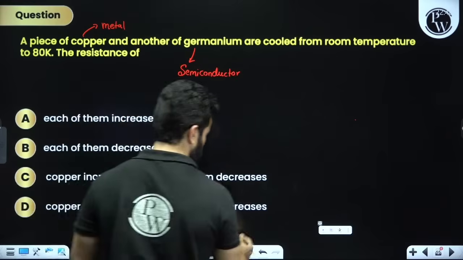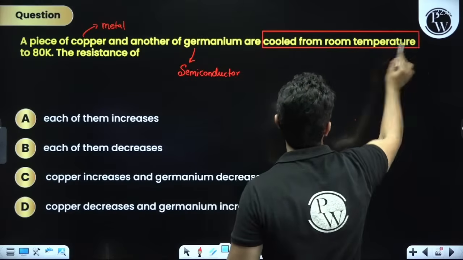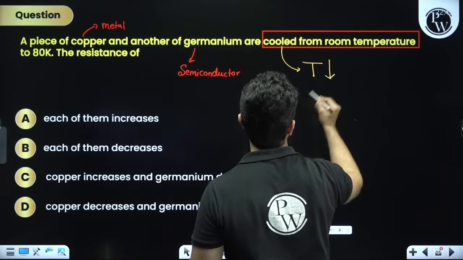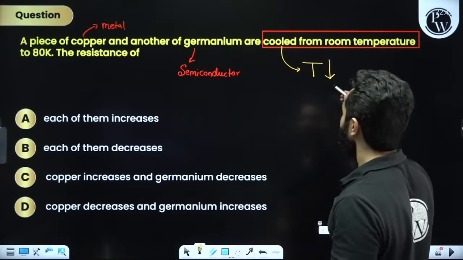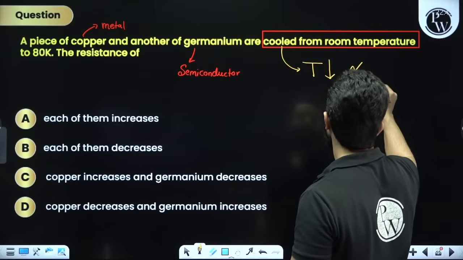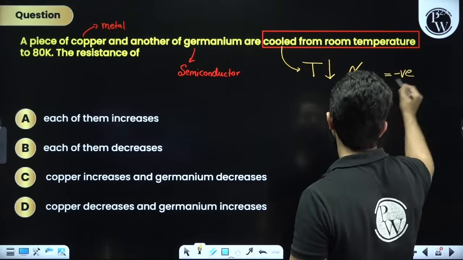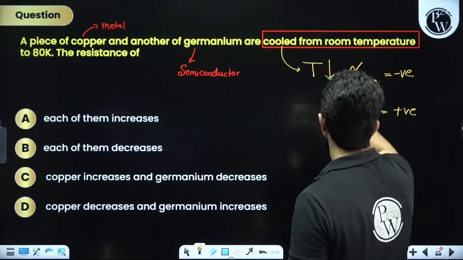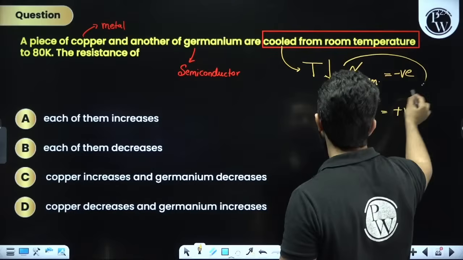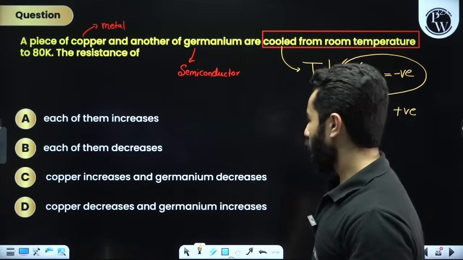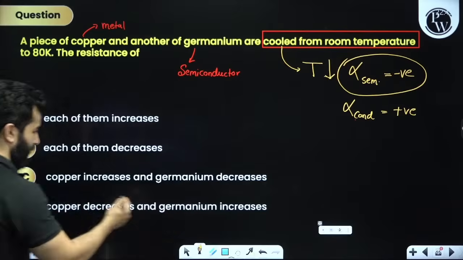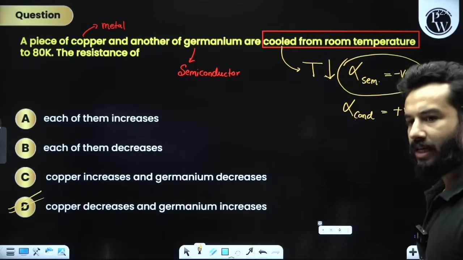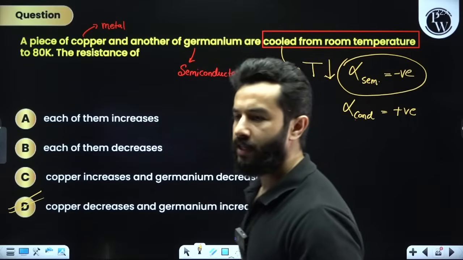Both are cooled down. That means temperature is decreasing. If temperature is decreasing, that means alpha of semiconductor is negative and alpha of conductor is positive. So if temperature decreases, the semiconductor's resistance will increase, right? So resistance of copper decreases and germanium increases. D should be the correct answer. Clear?